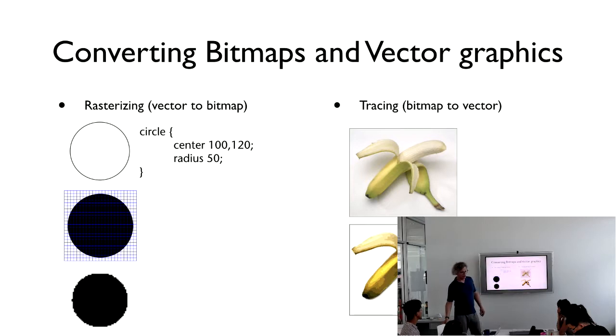Now you can also do the reverse. You can turn a bitmap into a vector by a process called tracing, but there's no easy way of explaining that. If you wanted to do that, you would go into Adobe Illustrator, use the function, and just do it.